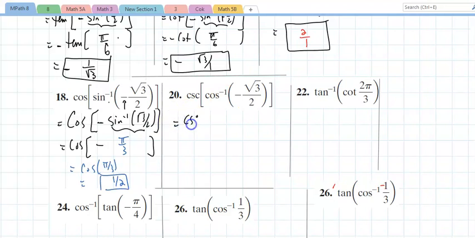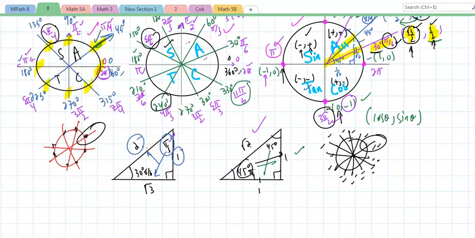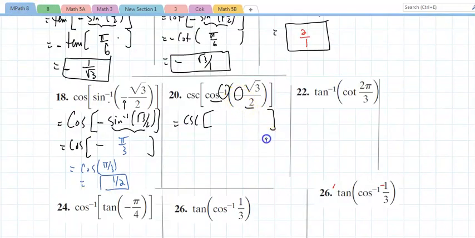This is the cosecant. Now we're stuck. I can't use the even because that's an inverse. So I ignore the minus, and I look at the cosine of which angle gives me radical 3 over 2. Radical 3 over 2, that's a pi over 6. That's a reference angle of pi over 6.